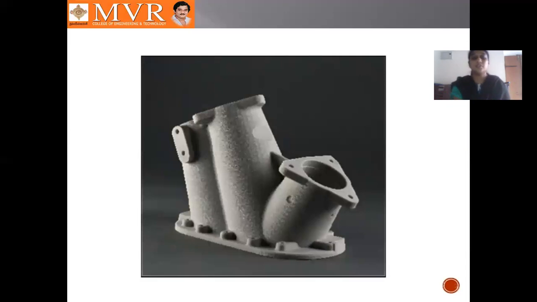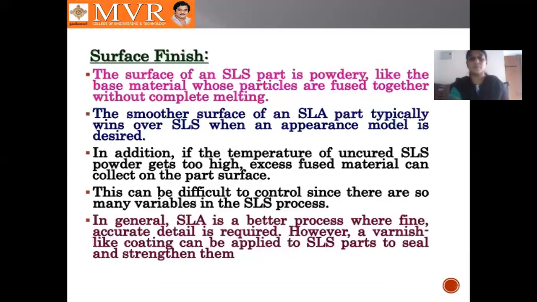Okay, if you see in this image, this is the powder-based rapid prototyping system, with which the layers can be formed by powdered RP systems. Okay, next, surface finish.